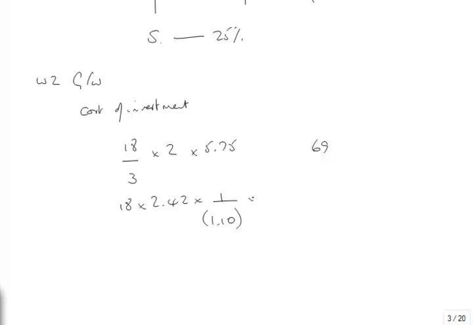1 over 1 plus the cost of capital, 1 over 1 plus the cost of capital. That's how to discount it for 2 years. I'm going to reduce that down to, because it looks nicer, probably more professional, but that's the way we're looking at it. So 18 times 2.42 divided by 1.1 divided by 1.1 equals 36. And that's the cost of the investment. That's 105.